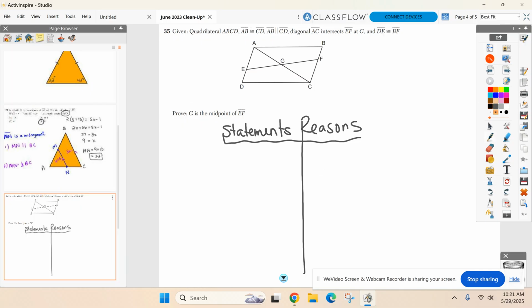All right, I got quad ABCD. AB congruent to CD. AB parallel to CD. We got a lot going on. I don't care what you do now, but I'm warning you, they're probably going to take off a point if you don't write it all in. Suck it up.